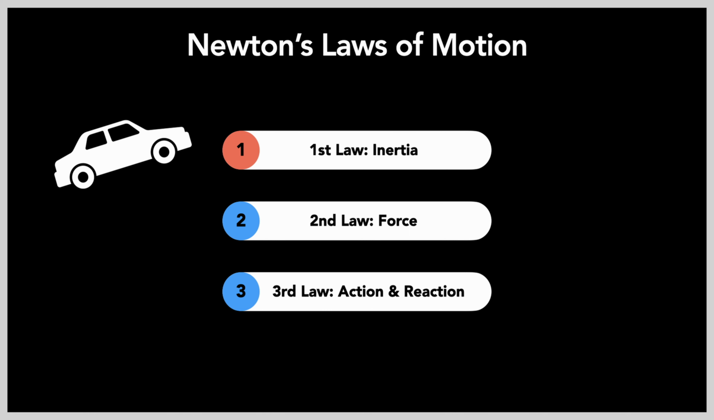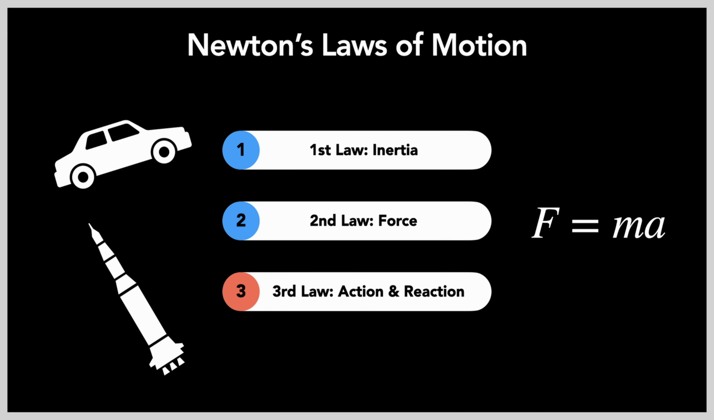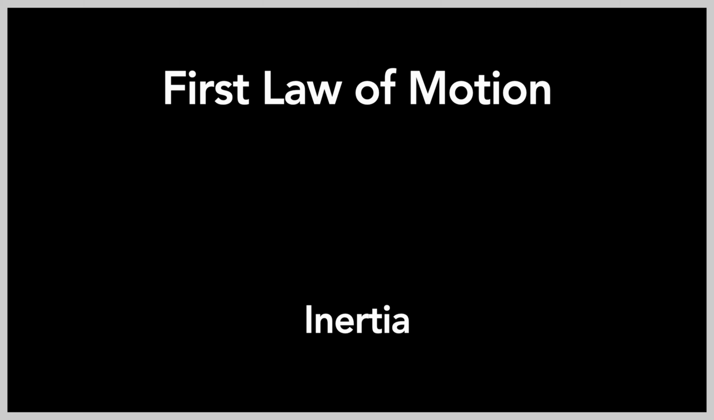The first defines the properties of objects in states of motion, being inertia. The second is force, involving a critical formula. And the third law is action and reaction. Let's start by talking about the first law of motion, inertia.